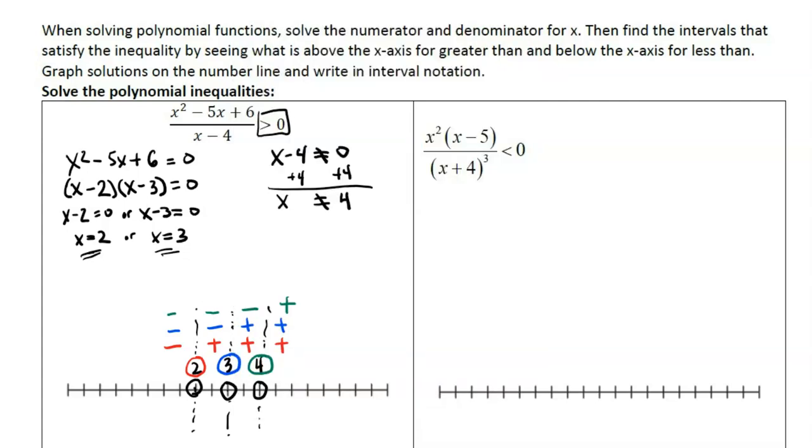And if we add these all up, negative times negative is positive. Positive times negative would be negative. So this is a negative in this interval.